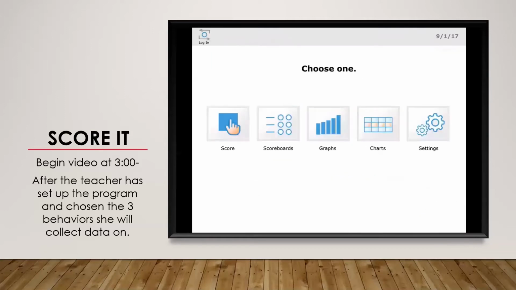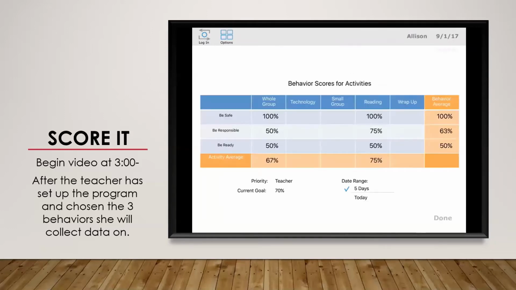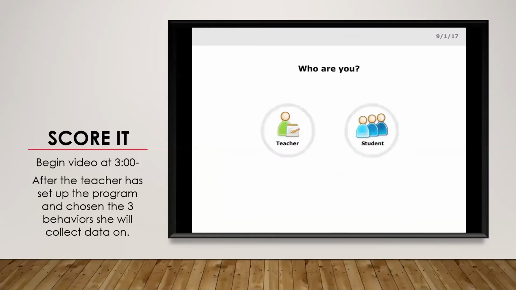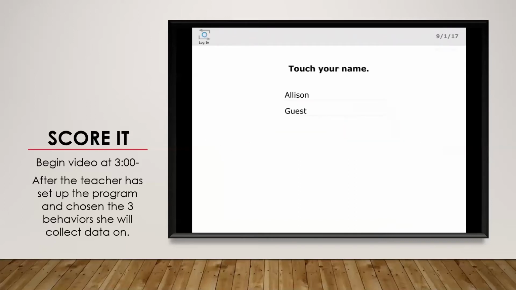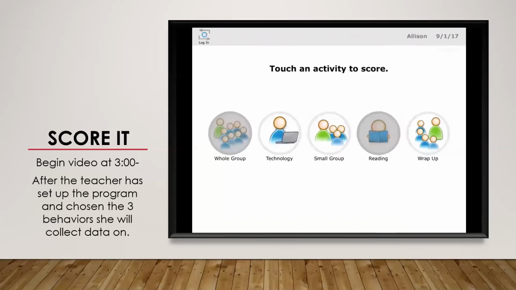Another option is for the teacher and the student together to look at charts, and that's where you can look at the percentage earned for each behavior and for each instructional activity. So again, the teacher has multiple options to score, look at scoreboards, look at graphs and charts, and also to make adjustments in the settings. The student, however, only has the option to score. And it does not matter who goes first, the teacher or the student.